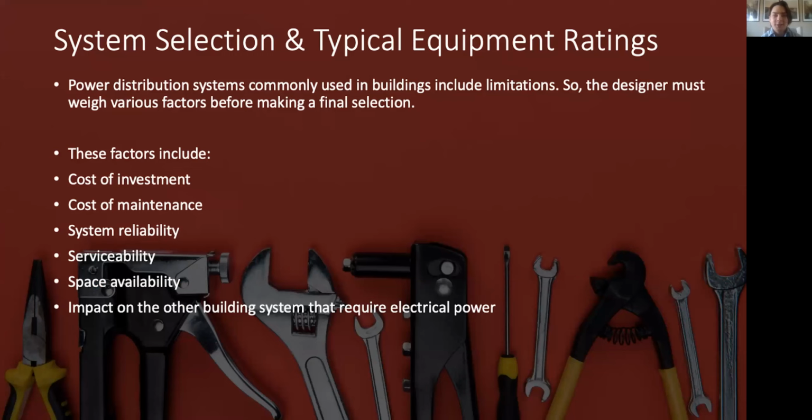First off, with system selection and typical equipment ratings. In power distribution systems commonly used in buildings, each has its limitations. So the designer must weigh various factors before making a final selection. Some of these factors include cost investment, cost of maintenance, system reliability, serviceability, space availability, and impact on other building systems.